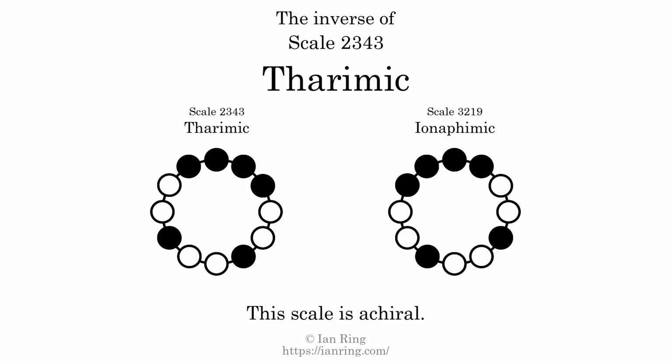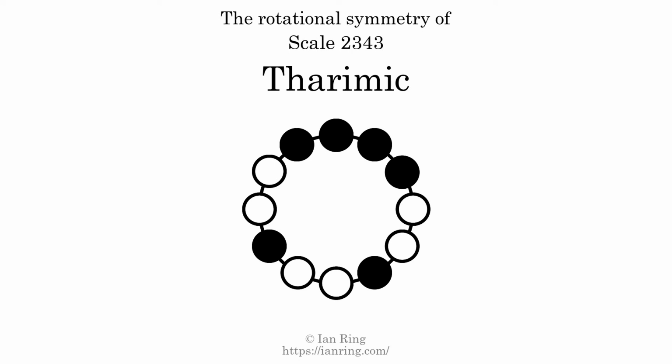The inverse of a scale is a mirror image. It is what you get when the sequence of intervals is reversed. The inverse of this scale is scale 3219, also known as anathymic. This scale is achiral, since it can transform into its own reflection by a rotational transformation. This scale has no rotational symmetry.